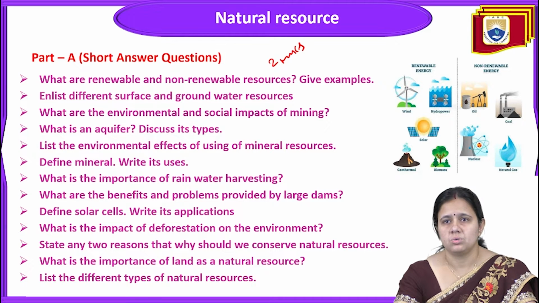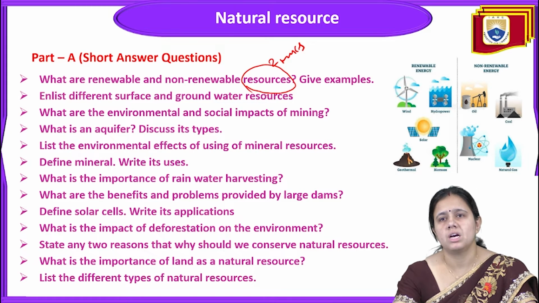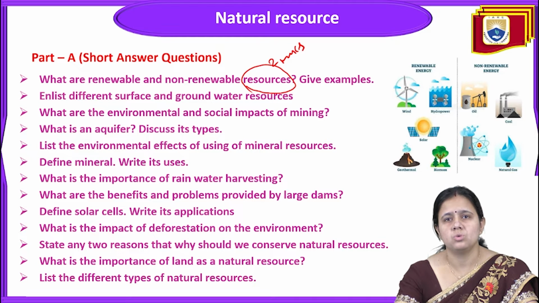Give examples. Resources are those things that are available on the earth freely. Renewable resources are those that we can renew, and non-renewable resources are those that we cannot renew. Examples of renewable resources are sunlight, air, water and wind energy. Examples of non-renewable resources are fossil fuels, oil and coal, which we cannot renew in a normal human lifespan.